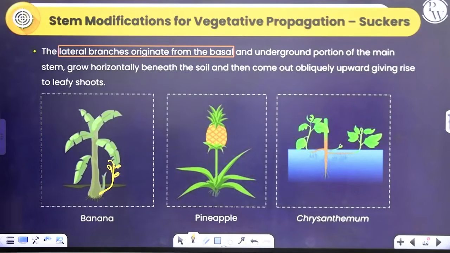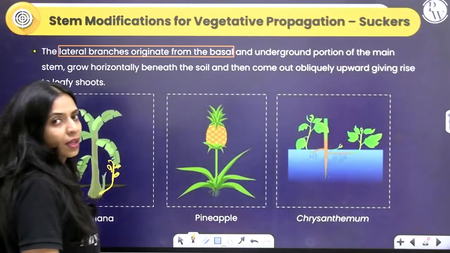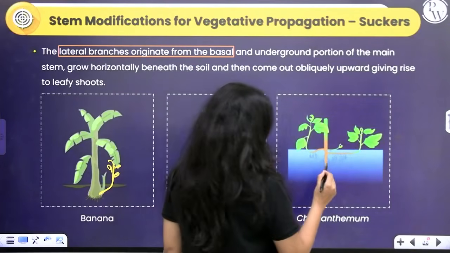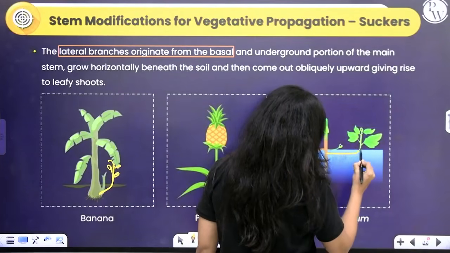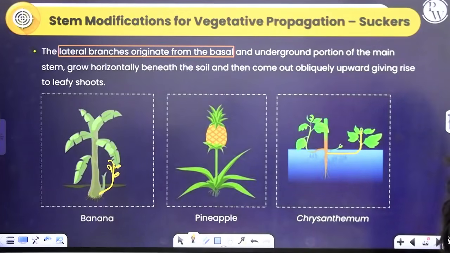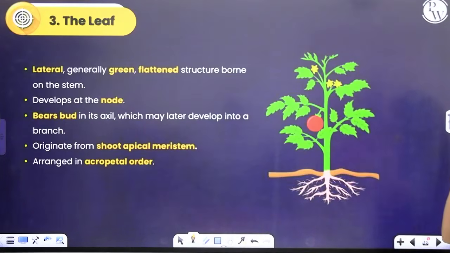So that is also an example for a sucker, where the stem is modified to perform vegetative propagation. Even over here you can see it is horizontal for some time, then oblique, then upright. Okay, oblique means slant. Next, leaf.